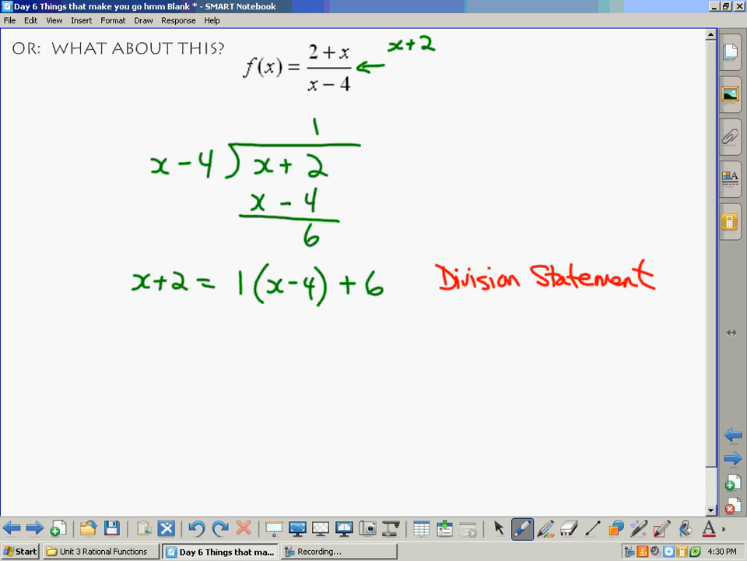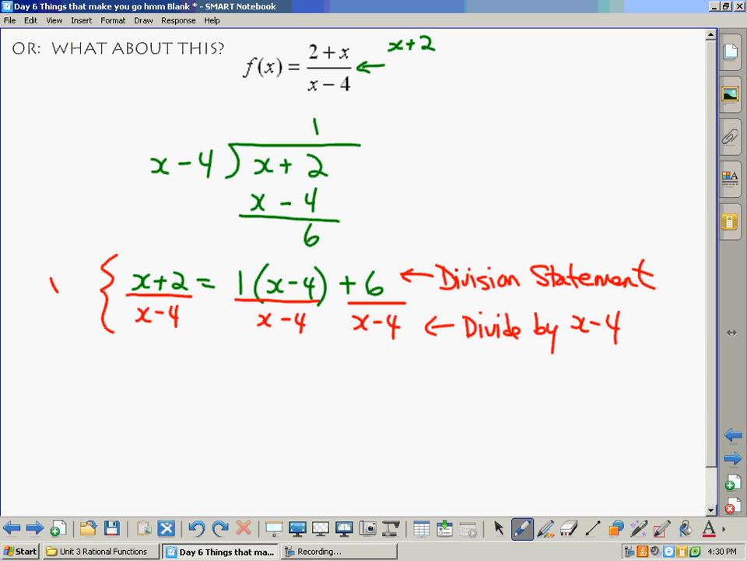Now watch this little another step. I'm going to divide everything by x minus 4. And the reason I do that is because I want this to be like my function. Well, look what happens when I divide everything by x minus 4. Of course, this is just x plus 2 over x minus 4, which is the function I want to sketch. When I divide this, of course, this would cancel. I'm left with 1 plus 6 over x minus 4.